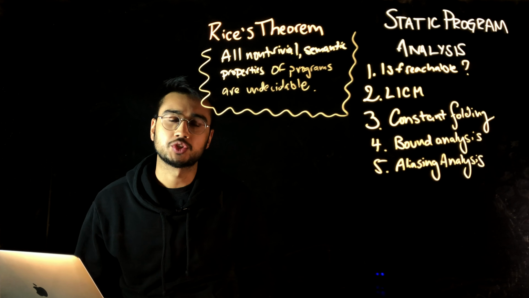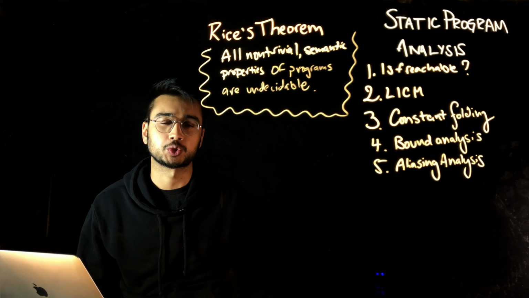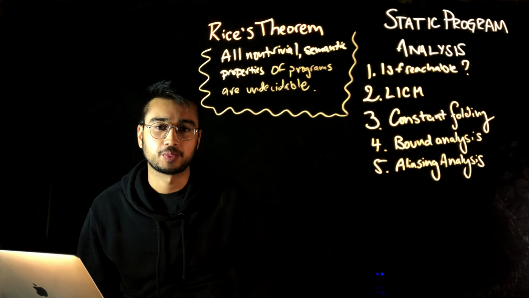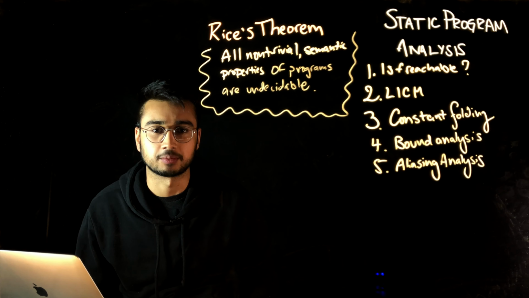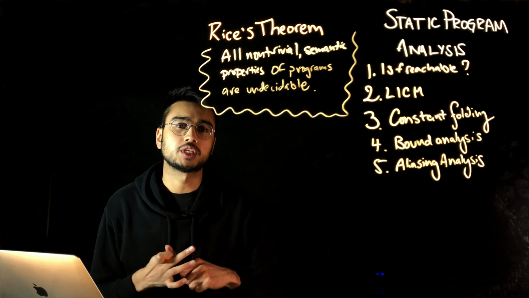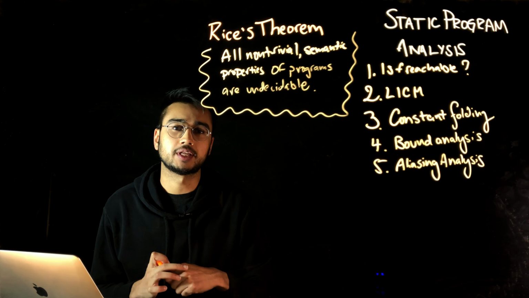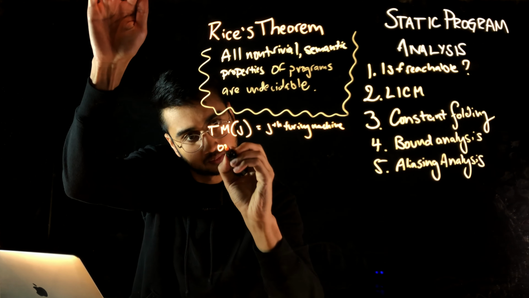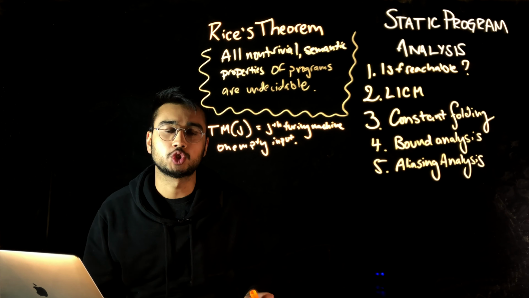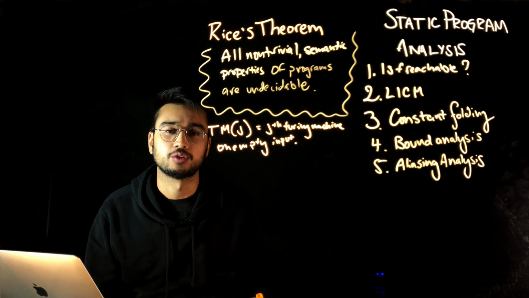We can see Rice's theorem hold true if we consider the special case of the property, does a particular variable have a constant value k throughout the execution of a program? For starters, suppose that Tm of j simulated the jth Turing machine on empty input. Now suppose we fed into our program analyzer the following program.